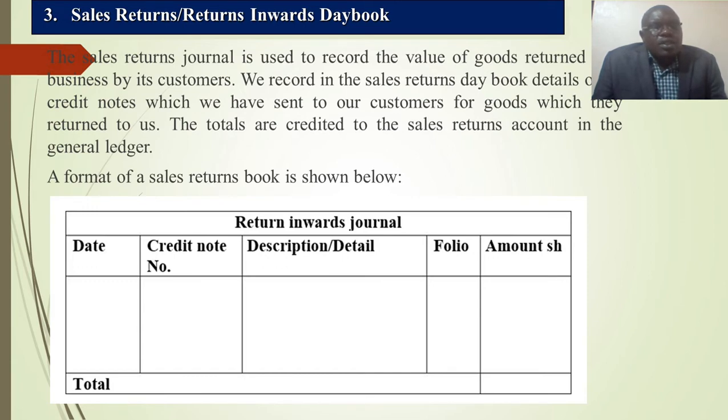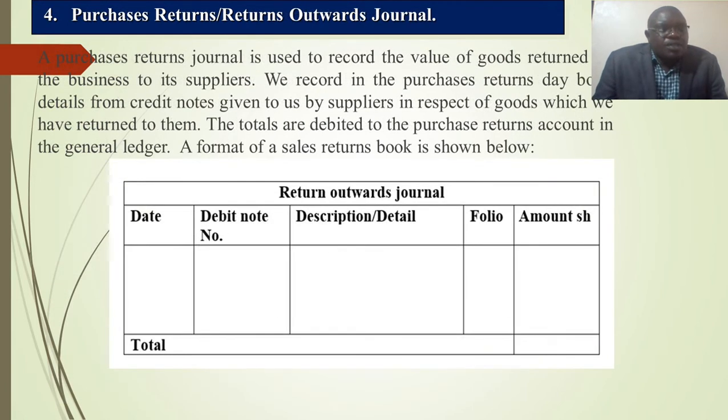Credit note number is there to record the credit note number which has been sent to different clients. Then the description or detail describes which client has returned goods. The folio is the page number for those clients, and then the amount is the amount of goods which have been returned by clients. So before we look at an illustration, let us look at the purchases returns journal so that we can look at the illustration which covers the two of them.